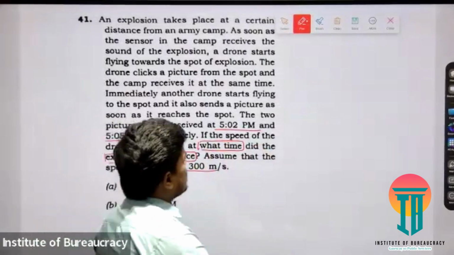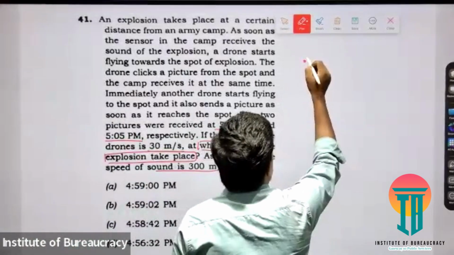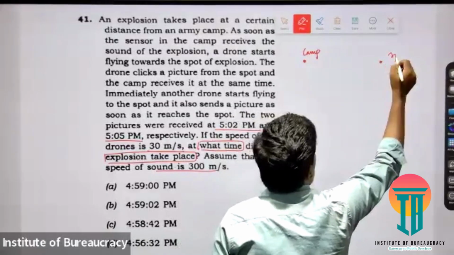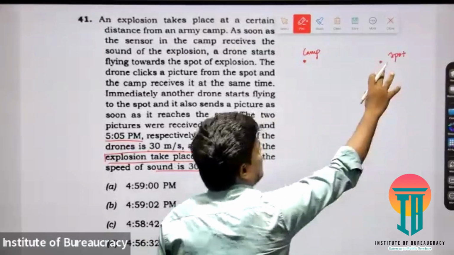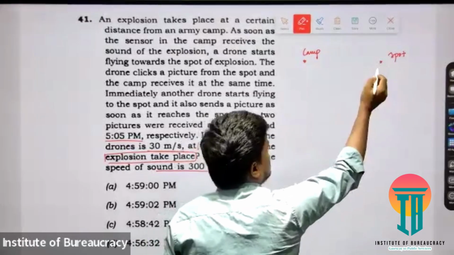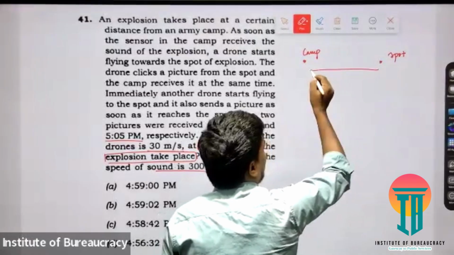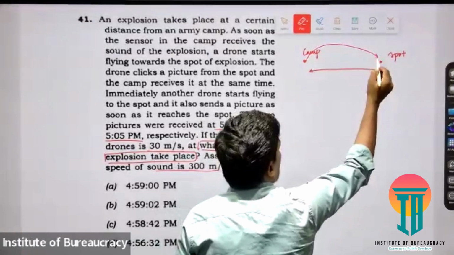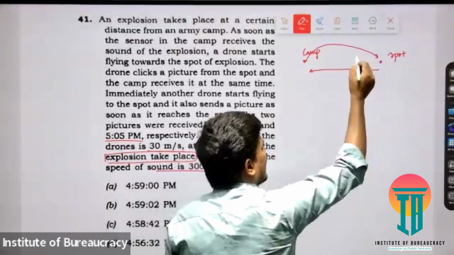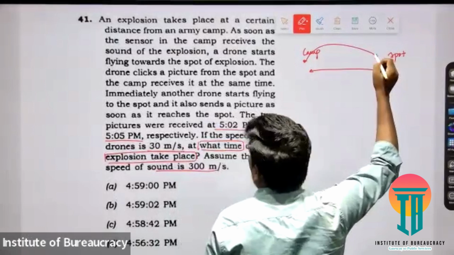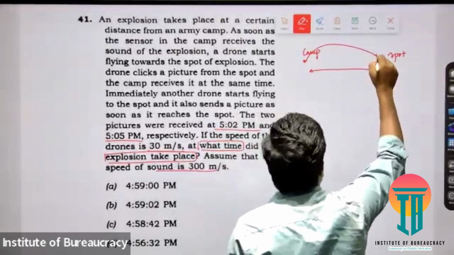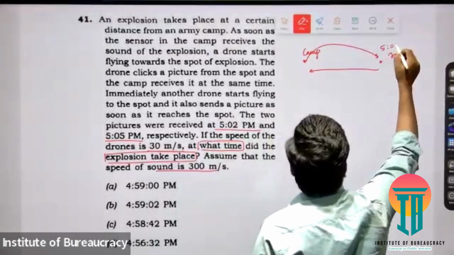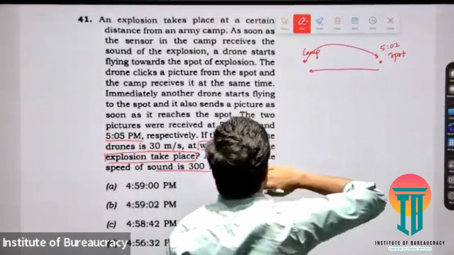What is the story? The story is very simple. Here there is the military camp. Here there is the spot of the explosion. Once the explosion has happened, the sound would have traveled from here to the camp. Once that sound has reached this camp, immediately a drone has gone to the spot and taken a picture. The first picture was taken at 5:02 p.m.